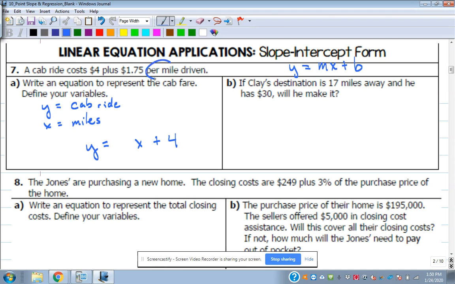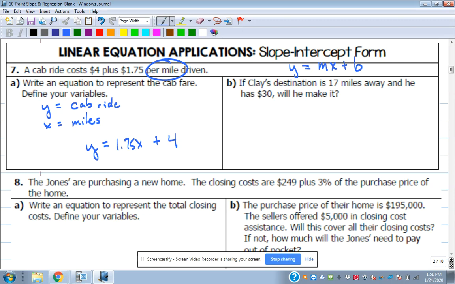Here's the key word that you're looking for: per. Anytime you see the word per, that's got to make you think slope. Whatever number goes with that per is going to be my slope. So $1.75 is going to be my slope for that problem. So I should have y equals 1.75x plus 4 as the slope-intercept form of the equation for that particular situation. Anytime you see per or for every, those are keys to knowing that the number associated with that is the slope.